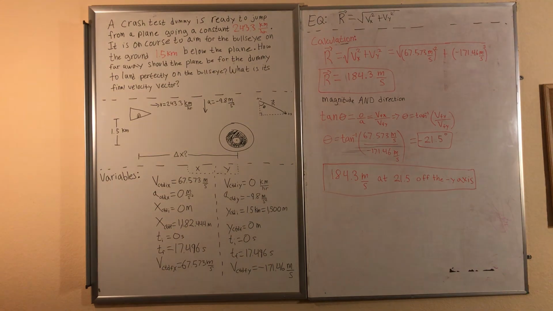We have found the displacement for the crash test dummy to hit the bullseye and found he hits the bullseye at 184.3 meters per second at negative 21.5 degrees.